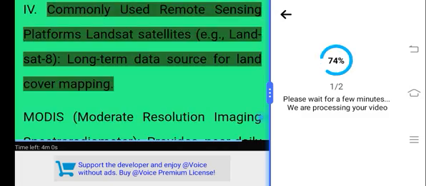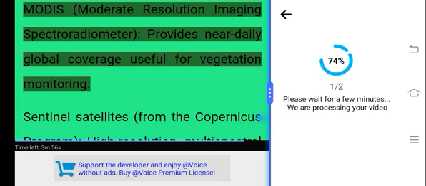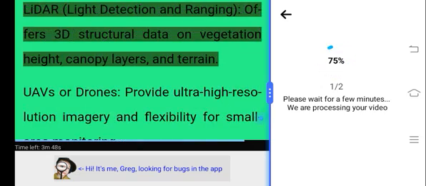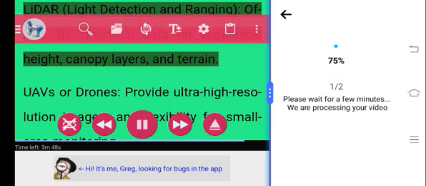IV. Commonly used remote sensing platforms. Landsat satellites, e.g., Landsat 8: a long-term data source for land cover mapping. MODIS, Moderate Resolution Imaging Spectroradiometer: provides near daily global coverage, useful for vegetation monitoring. Sentinel satellites from the Copernicus program: high resolution, multispectral imaging useful in ecological studies. LiDAR, Light Detection and Ranging: offers 3D structural data on vegetation height, canopy layers, and terrain.